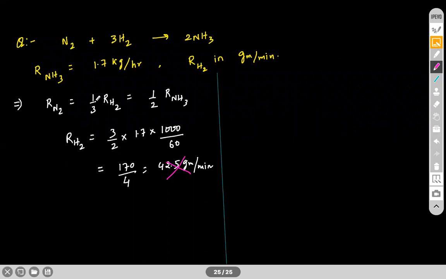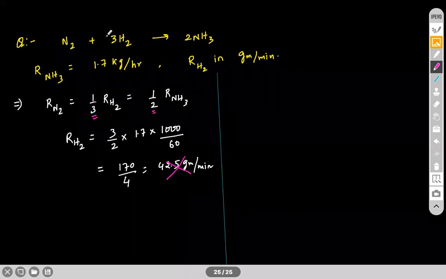Tell me one thing. What is this 3 and this 2? Stoichiometric coefficients. So can we say 1 gram of N2 reacts with 3 gram of H2 and gives 2 gram of NH3? No, we cannot say that. This stoichiometric coefficient is not the mass ratio but the mole ratio, correct? We can say 1 mole of N2 reacts with 3 mole of H2 and gives 2 mole of NH3.